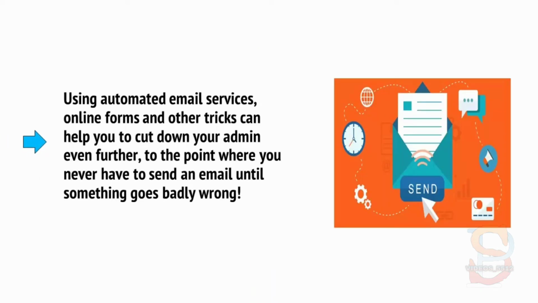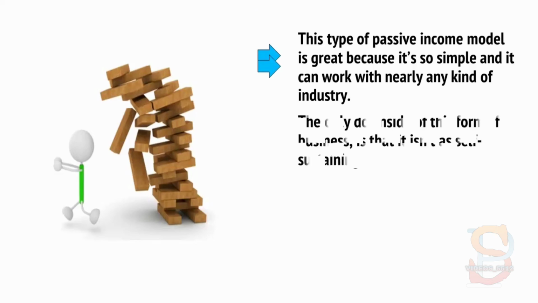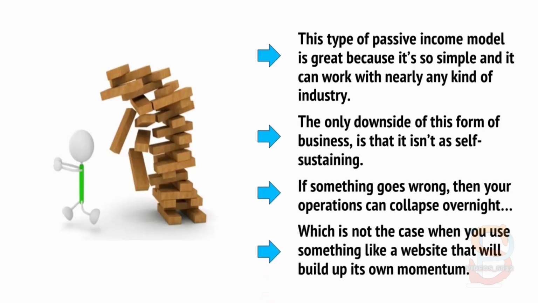Using automated email services, online forms, and other tricks can help you to cut down your admin even further, to the point where you never have to send an email until something badly goes wrong. This type of passive income model is great because it's so simple and it can work with nearly any kind of industry. The only downside of this form of business is that it really isn't self sustaining. If something goes wrong, then your operations can collapse overnight, which is not the case when you use something like a website that will build up its own momentum.